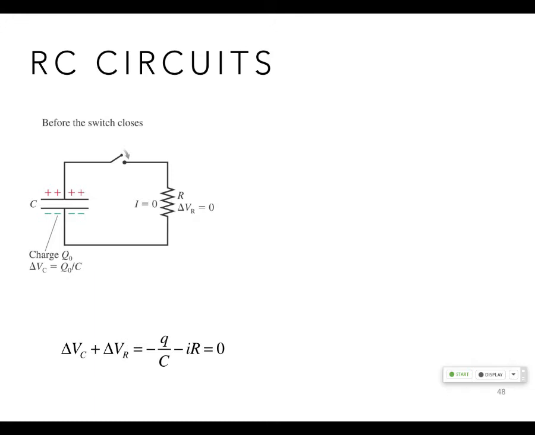okay? And I want you to remember, how do we define current? What's the definition of current? The flow of charges. Coulombs per second. It's dq dt, right? It's the derivative of charge with respect to time.